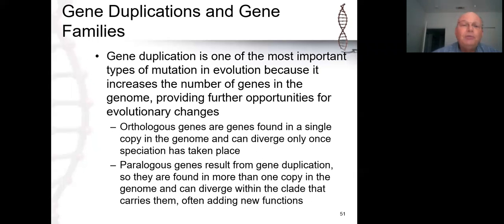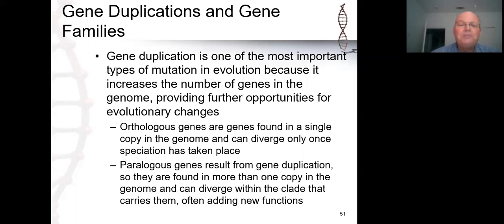But in terms of looking at a broader selection of genes, what we need to recognize is that there are two basic times under which a gene can undergo mutation without affecting loss of gene activity. And we identify these by two names, orthologous and paralogous. So orthologous genes are genes that are found as single copies in the genome and only have an opportunity to diverge from each other when speciation occurs.